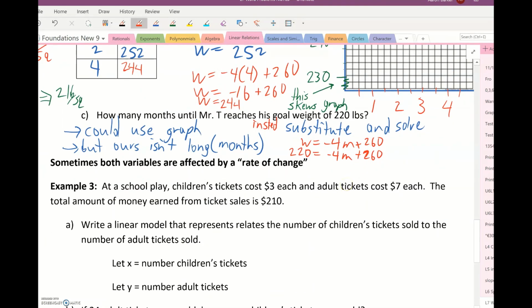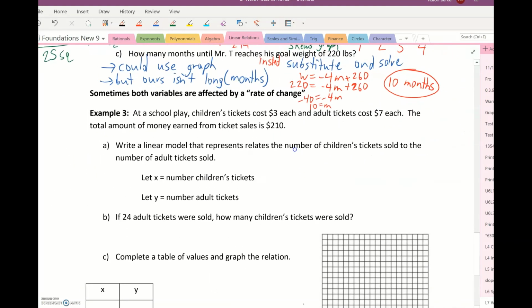So then I'll just do my solving. So I will get -40 equals -4m. And so then divide by -4 and get 10 equals m. So it'll be 10 months. So in 10 months, he will be 220 pounds. Okay? Great. So I substituted and solved and found my answer.